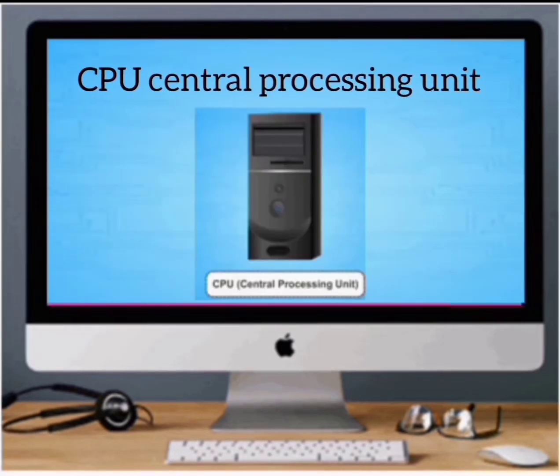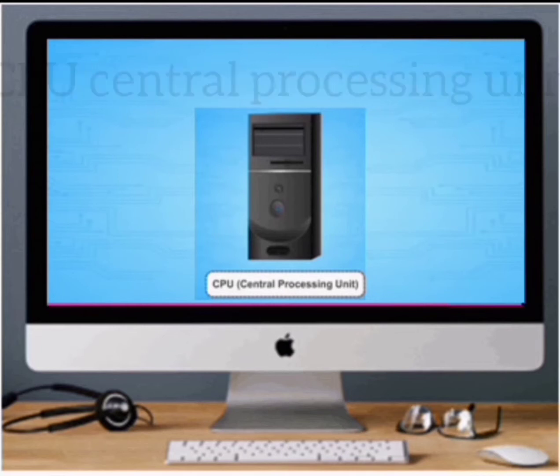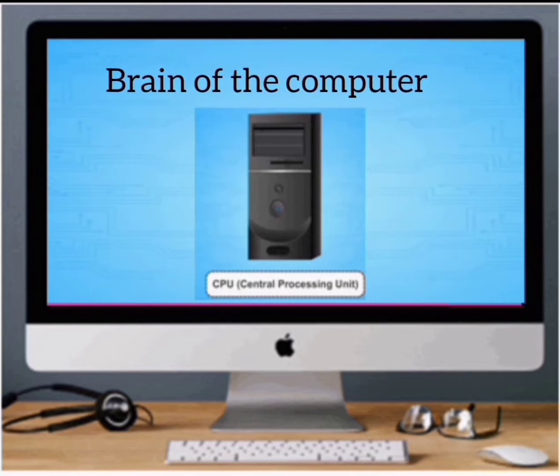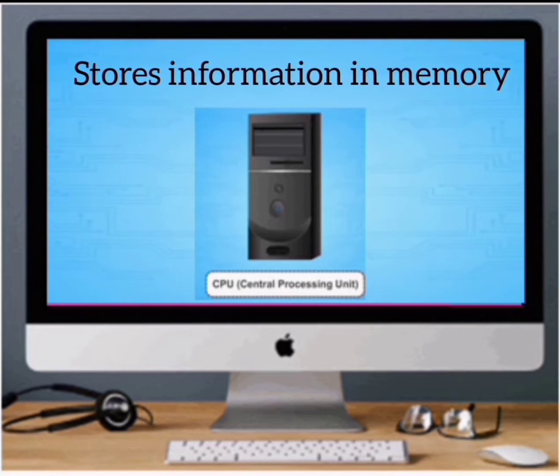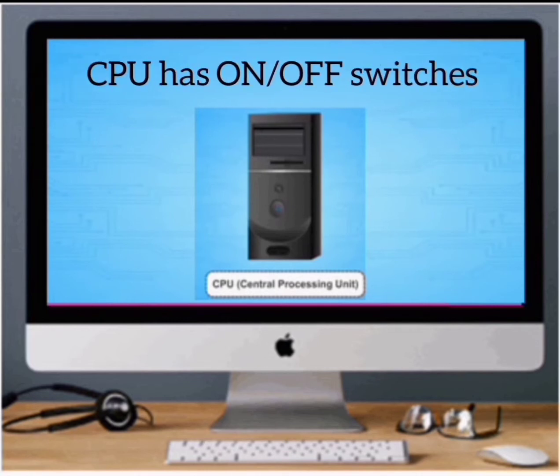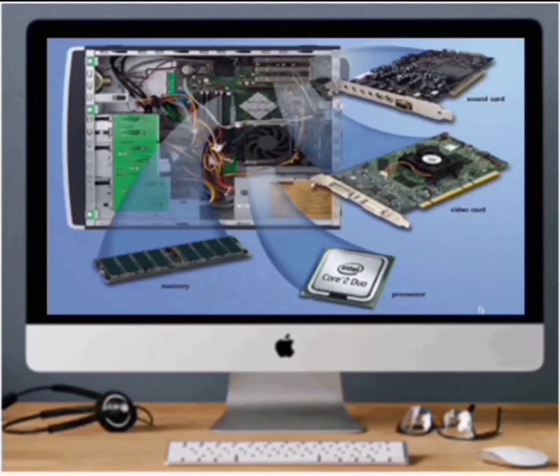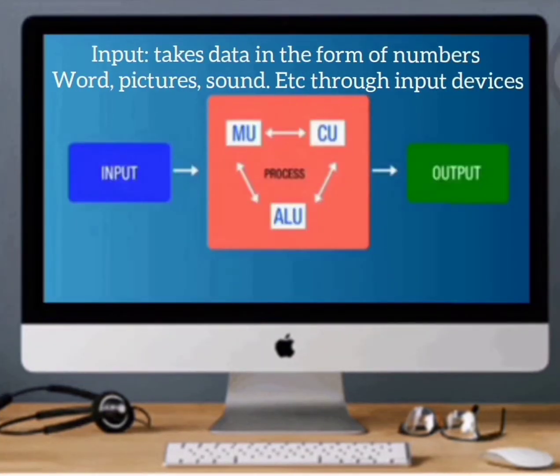CPU. CPU stands for Central Processing Unit. It is called the brain of the computer. The CPU connects all the parts of the computer and makes them work together. It also stores all the information. The CPU has on and off switches. These are the different parts of the system unit, meaning the CPU.